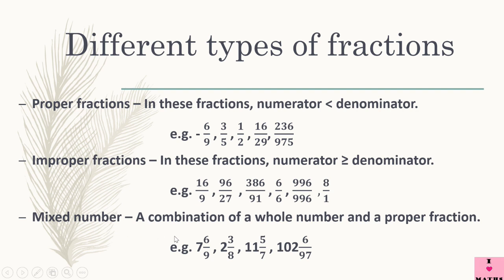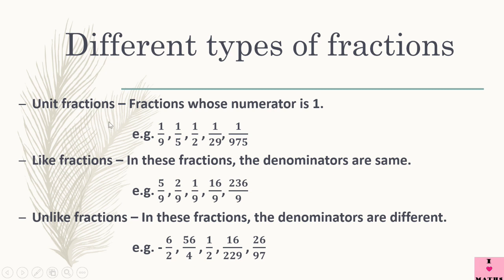Mixed number. A combination of a whole number and a proper fraction is called a mixed number. For example, 7 whole, 6 upon 9. 2 whole, 3 upon 8. 11 whole, 5 upon 7. 102 whole, 6 upon 97. All these are mixed numbers because they have a whole number part and a fractional part.